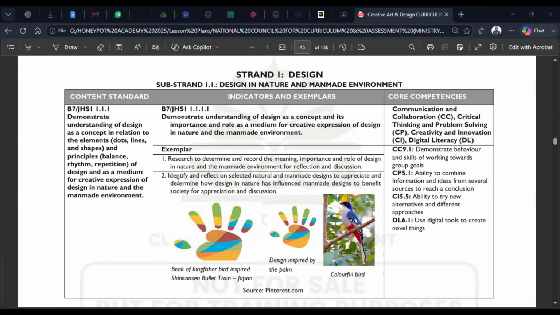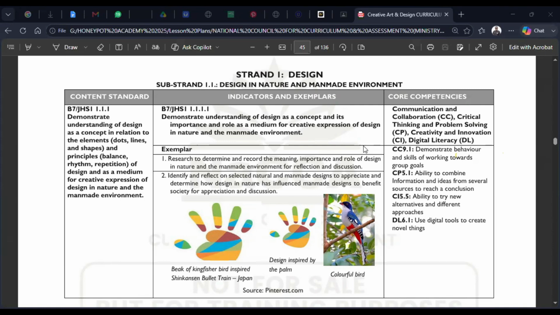Okay. So we are taking it step by step. We'll be running through all these strands before Tuesday when school opens. So make sure you're writing down notes. All right. So under design, we've all done design before. You all know what design is. Now here we'll be demonstrating how we can understand the concepts of design, the importance of design, and the creative expression of design in nature and the man-made environment.